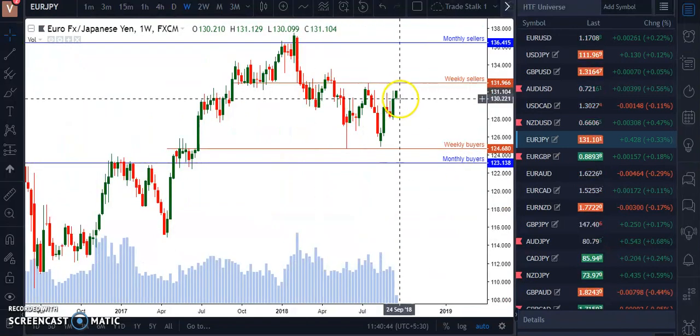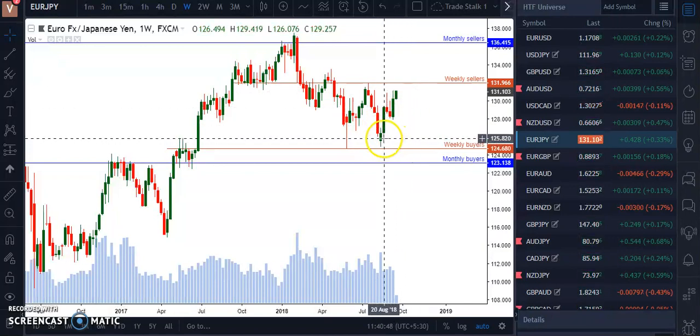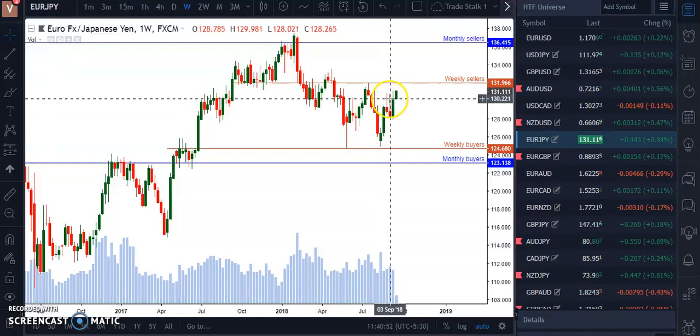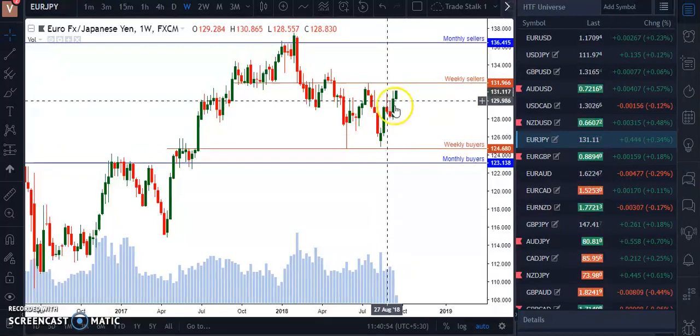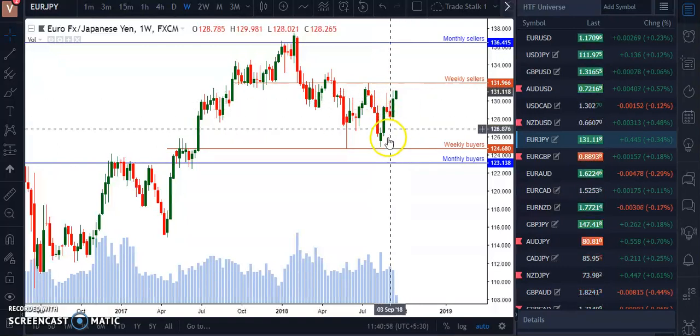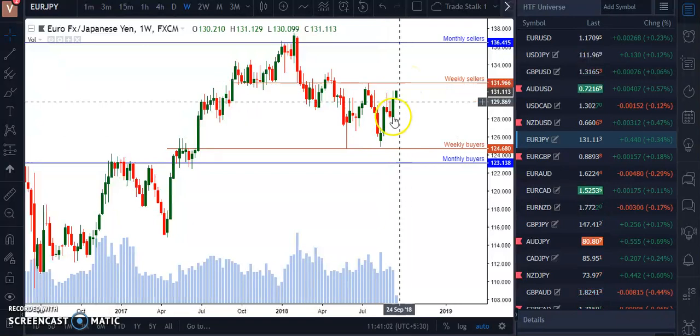Euro yen, again, I anticipated a buy on this one. A few weeks ago, I was on this candle, and I rode this move up from around here to around here somewhere, which was a great move to ride. My original analysis was that it should get up to at least here.